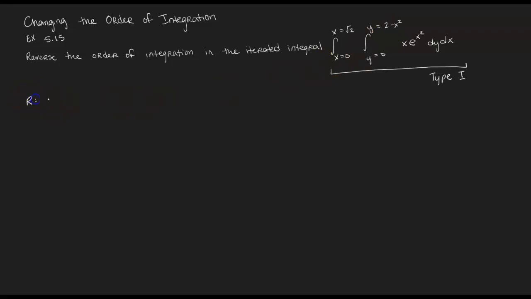So for starters, let's go ahead and define our region as the type 1 region. So our lower bound for y and our upper bound for y. Lower bound is the y equals 0 equation. Upper bound is the 2 minus x squared equation. And then x is between two constants. X is between 0 and root 2. So looking at our region this way, we're able to create the equations that define our boundaries.